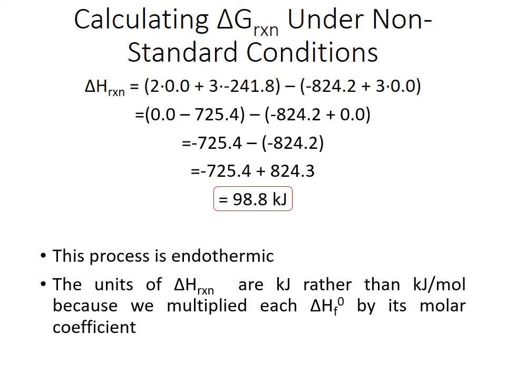Let's try the entropy. Delta S for this reaction equals, in parentheses, 2 times 27.3 for the iron, plus 3 times 188.8 for the water, end parentheses, minus, in parentheses, 87.4 for the iron oxide, plus 3 times 130.6 for the hydrogen, end parentheses. Note that all of these molar entropy values are positive. That's because molar entropies are always compared to absolute zero, where there is zero entropy. Let's crunch our numbers.